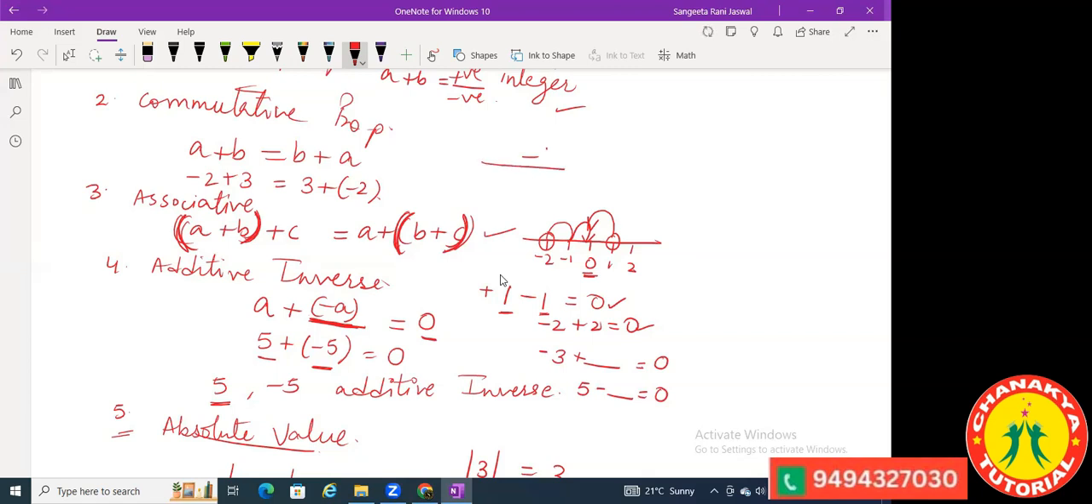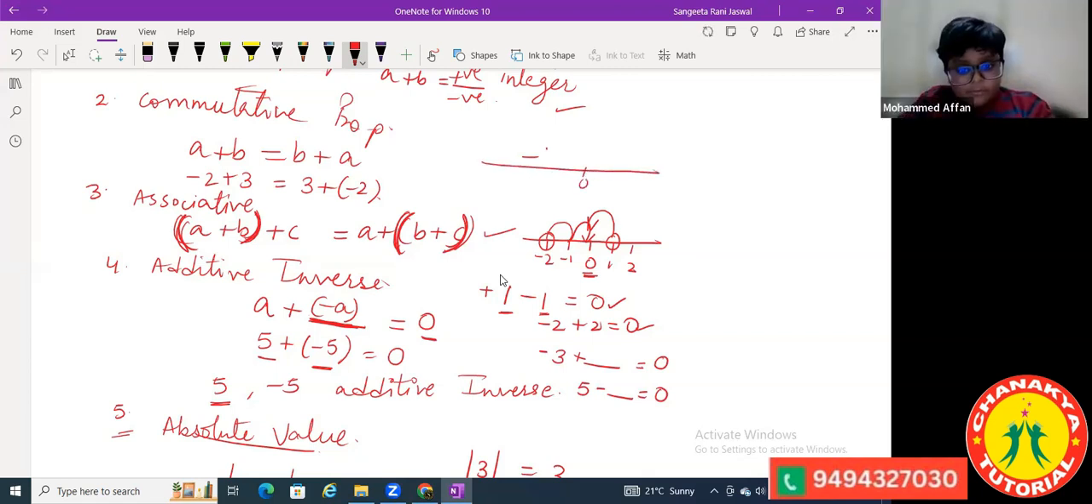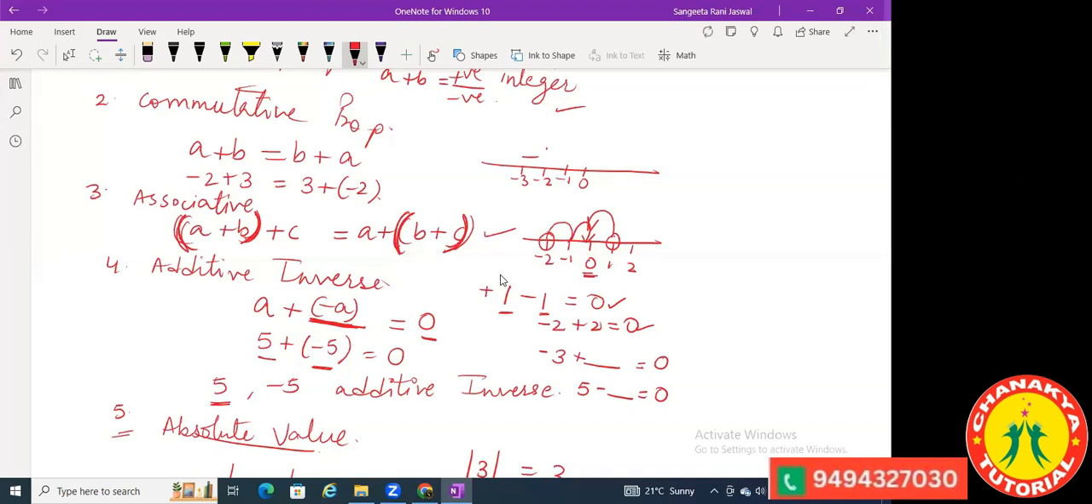So this is the number line, with 0. For minus 3, plus 3 will come. And for plus 5, minus 5 will come. So here you are saying minus 5 will come, and here you are saying plus 3 will come. Great, you said it correctly.